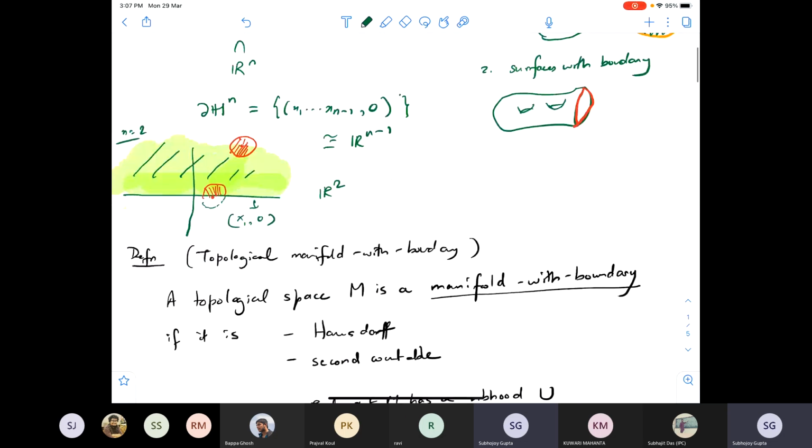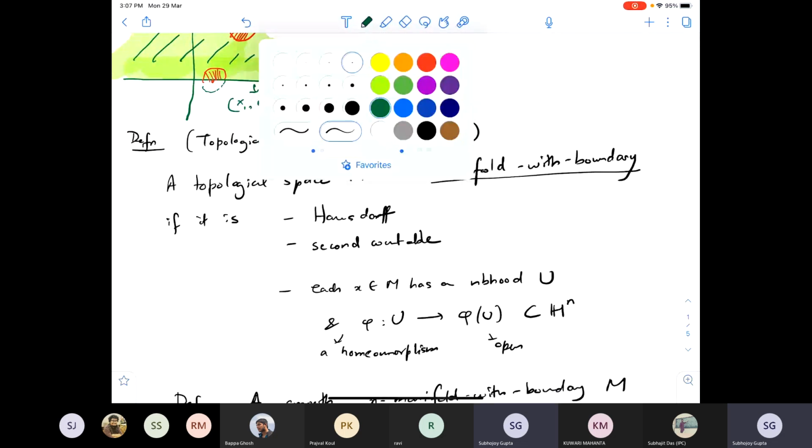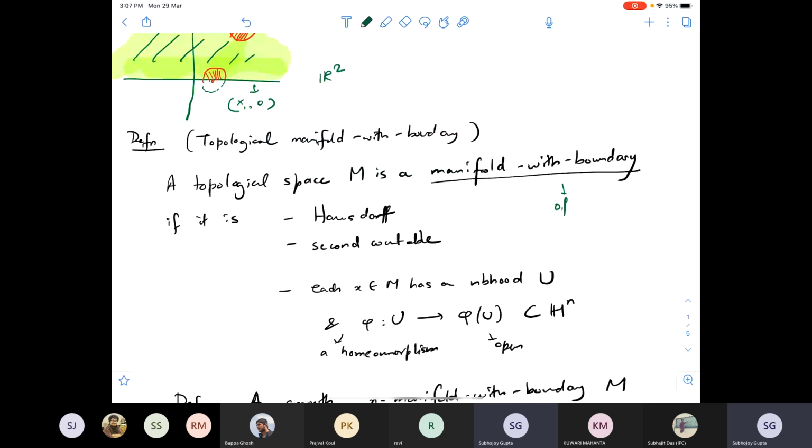Okay, so in any case, this is what a manifold with boundary is, and this is a manifold with boundary of dimension n, I should add, because here I've kept this n to be the dimension of the model space.